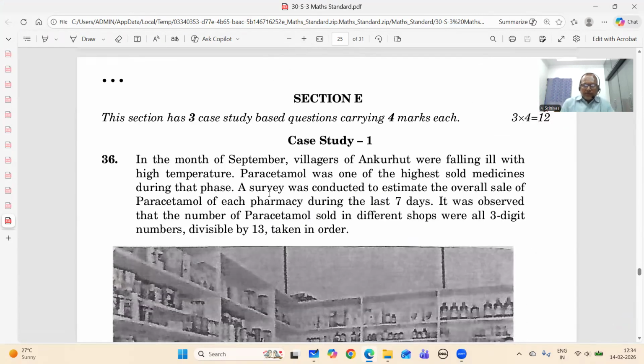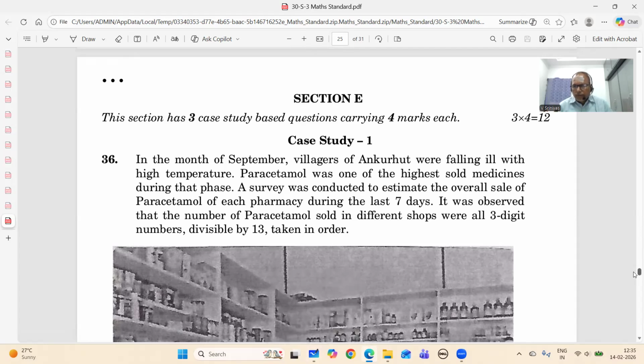Question number 36. In the month of September, villagers of Ankur were falling ill with high temperature. Paracetamol was one of the highest sold medicines during that phase. A survey was conducted to estimate the overall sale of paracetamol of each pharmacy during the last 7 days. It was observed that the numbers of paracetamol sold in different shops were all 3-digit numbers divisible by 13, taken in order.